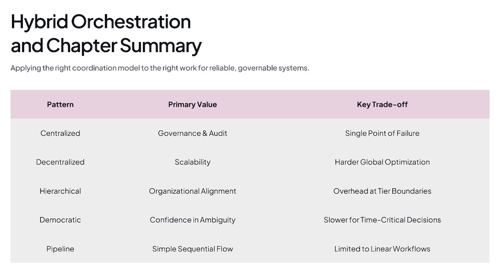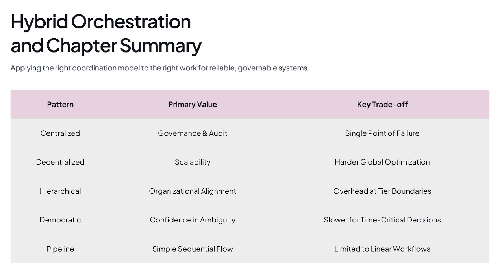So we have discussed all these patterns, their use cases, primary value, and key trade-off. So let's run through them again. We have centralized. So the primary value of centralized pattern is it is governable and auditable. But the key trade-off is that there is a single point of failure. If the orchestrator fails, the whole system fails unless you implement temporal design pattern.